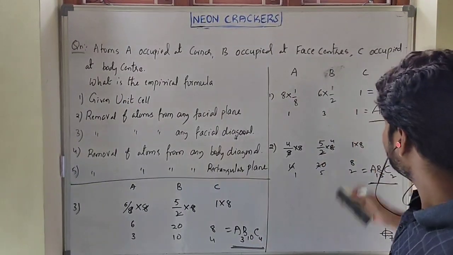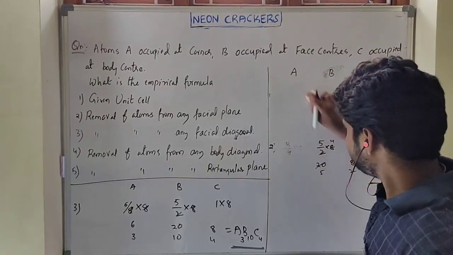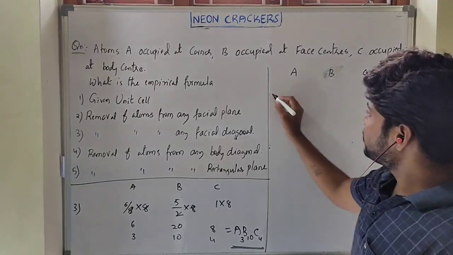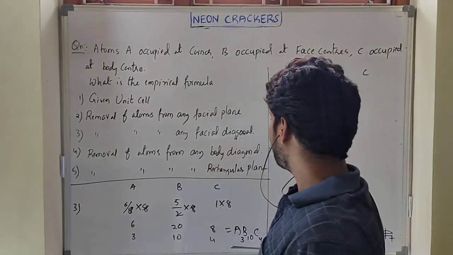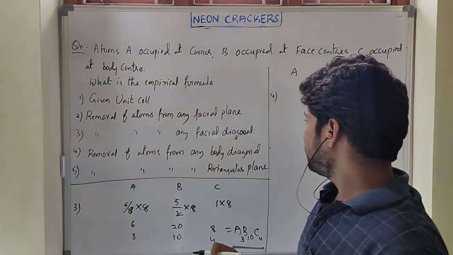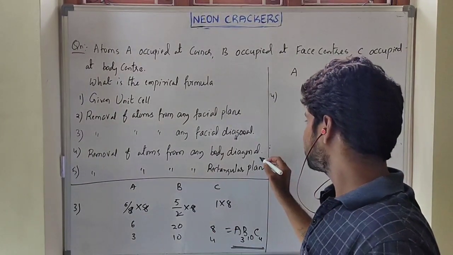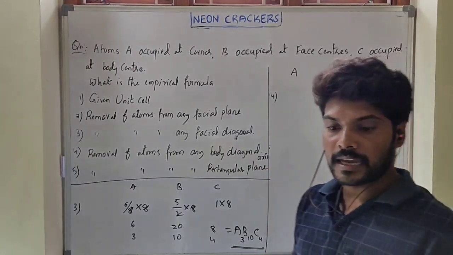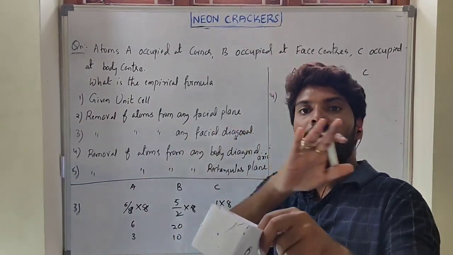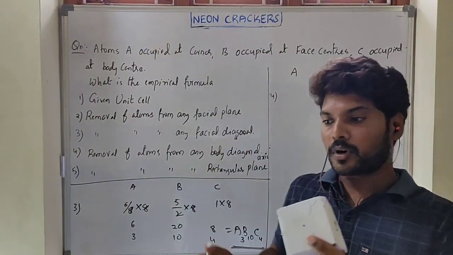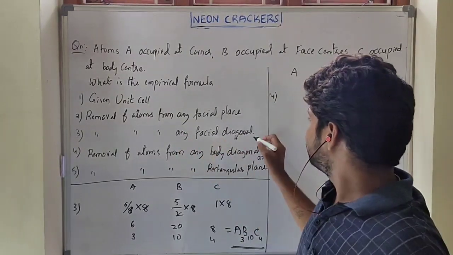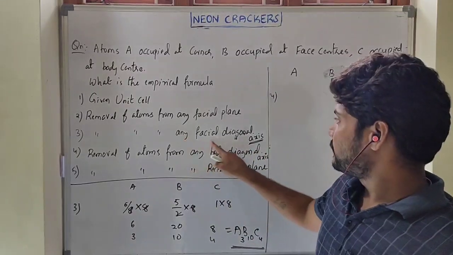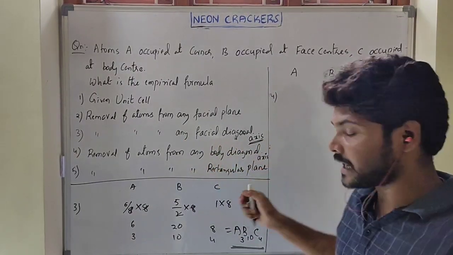Now let's see the fourth one, fifth one. I'm going to repeat this one. So what is the fourth condition? Removal of atoms from any body diagonal axis. Okay, this condition also needs care. From any body diagonal axis. Any body diagonal plane is different. Any body diagonal axis is different. Here also it is an axis, of course, only one probability is there. Any facial diagonal axis, any body diagonal axis, only axis.